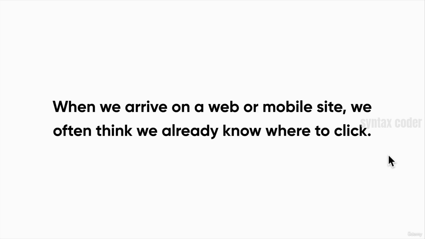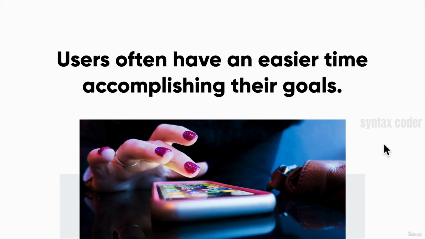So when we arrive on a product, we have a good understanding of how things will work. We often think we already know where to click. This is based on all our prior experiences dealing with other applications and the solutions that they've used. So you wouldn't necessarily go out there and create an entirely new design pattern for something that is mainstream. When sites incorporate known patterns, users often have an easier time getting where they're going or accomplishing their goals.